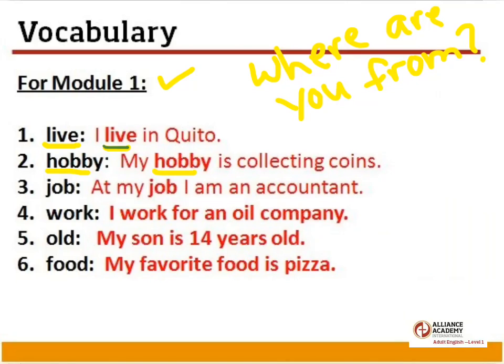And people have different hobbies. It could be playing basketball, collecting stamps, or other hobbies. Job is used as a noun. So an example, at my job, I am an accountant.